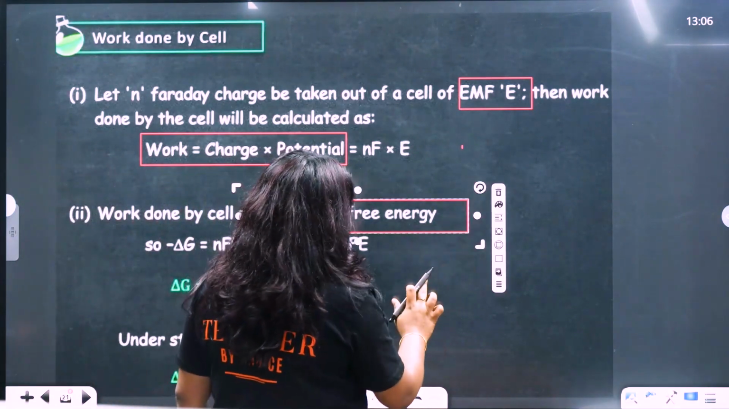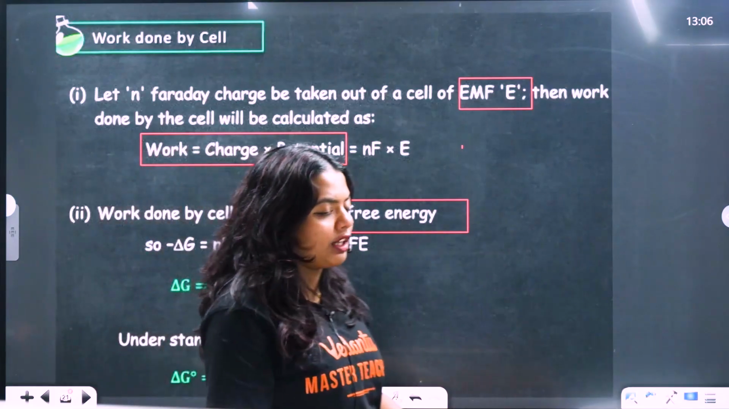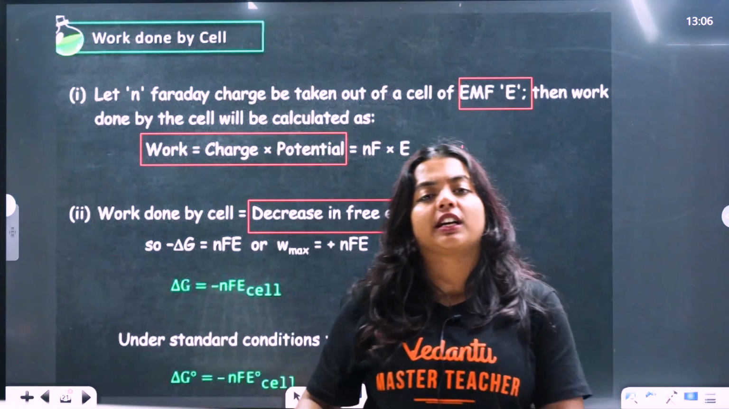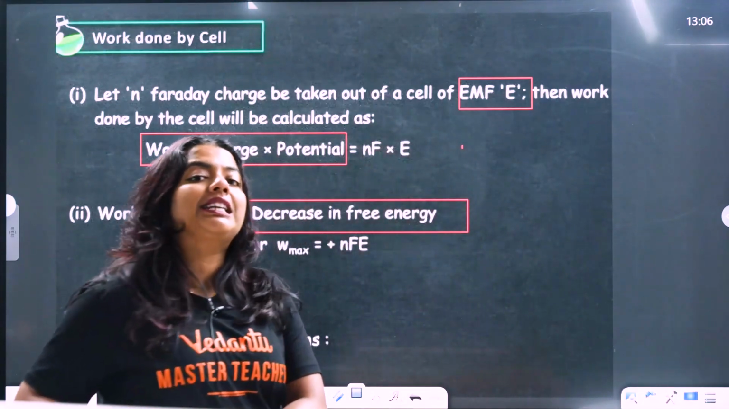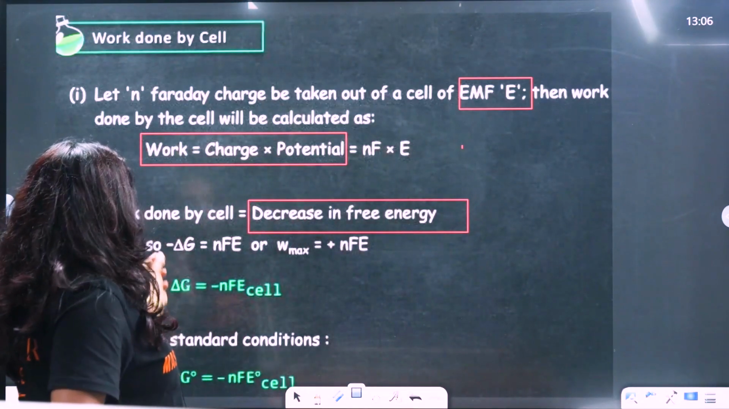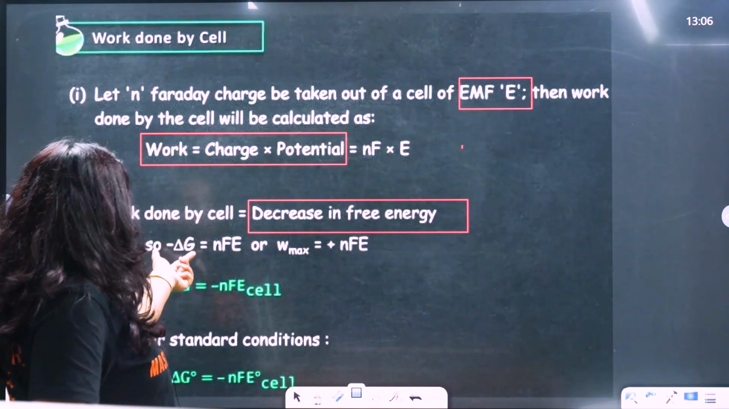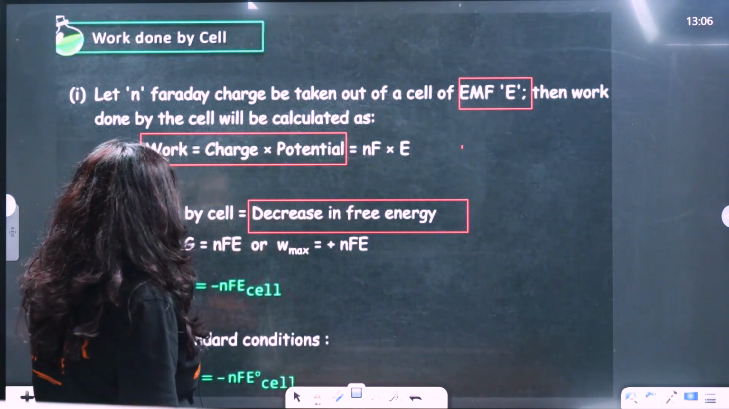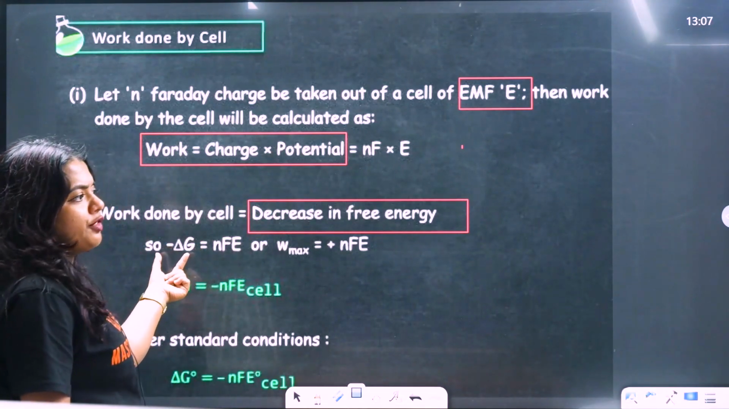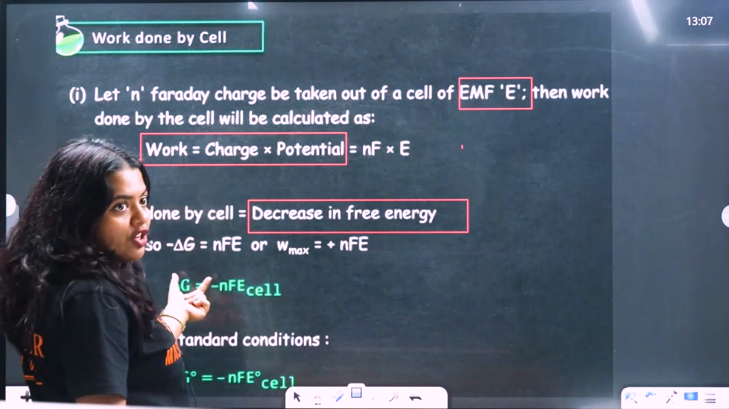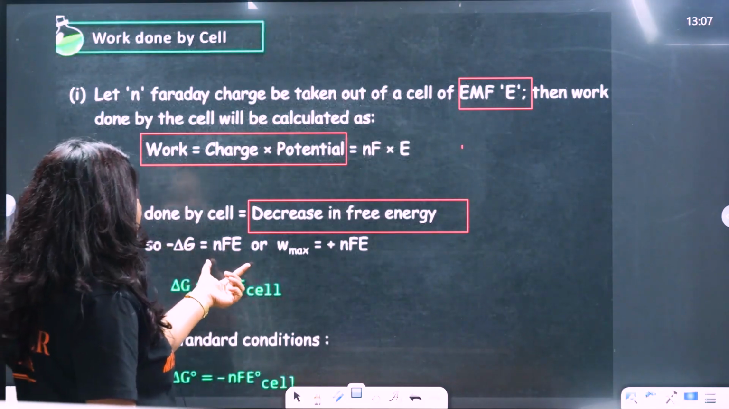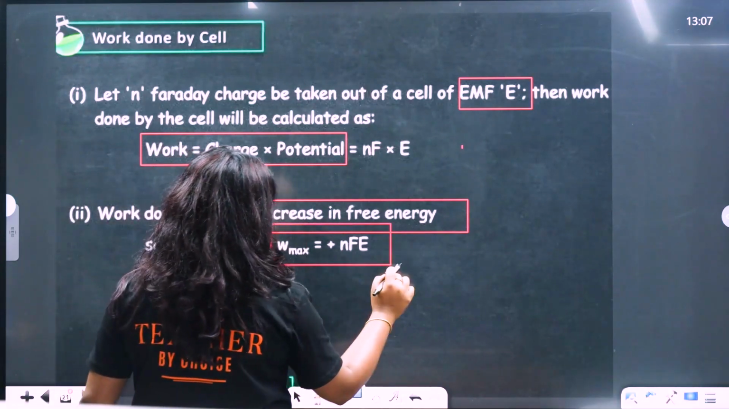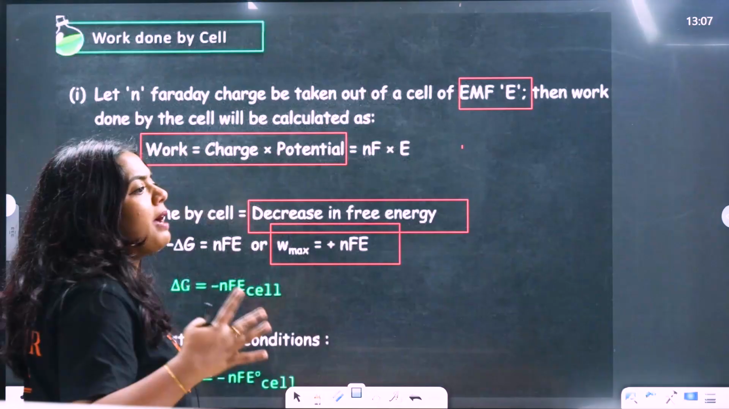Now we can say that the work done by the cell is equal to the decrease in the free energy. Always remember, the work done in a particular cell depends upon its free energy. It will be equal to the decrease in the free energy. So the work done by the cell is equal to minus delta G, which is equal to nFE. Decrease in free energy means there is an energy difference, so minus delta G, a negative value. For maximum work done, it will be plus nFE.